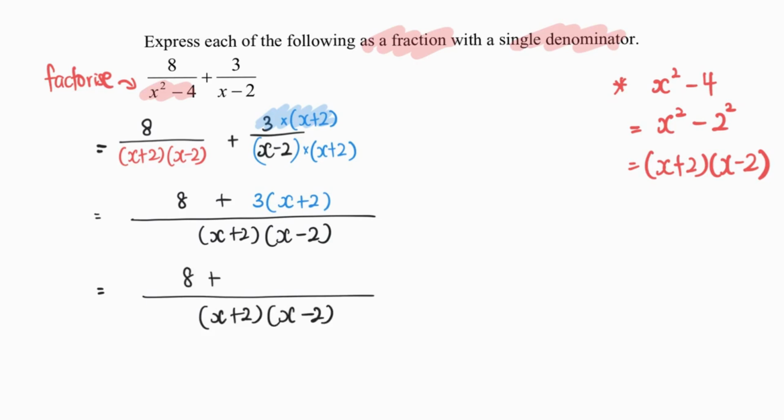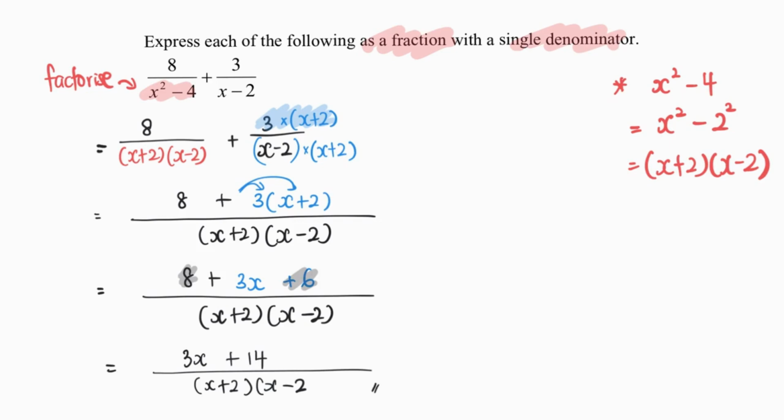8 plus 3 times x, 3x, positive 6, and therefore the final answer would be the whole thing over x plus 2, x minus 2. I will have my positive 3x, and 8 plus 6 will be 14. That will be the final answer.